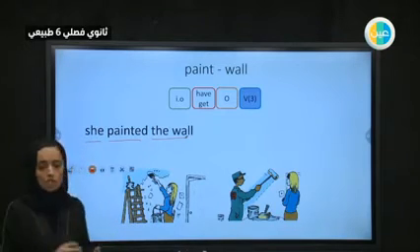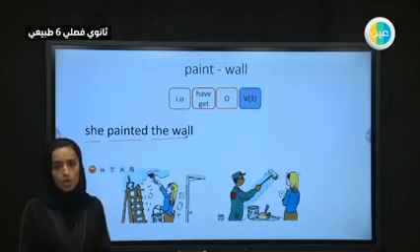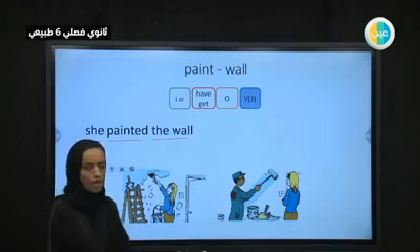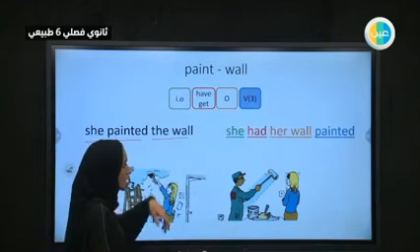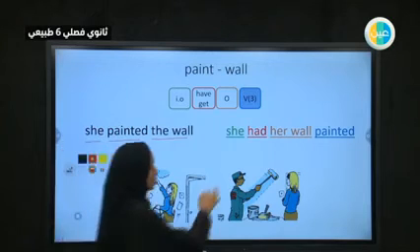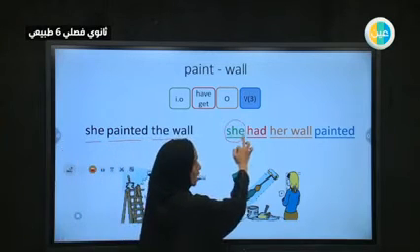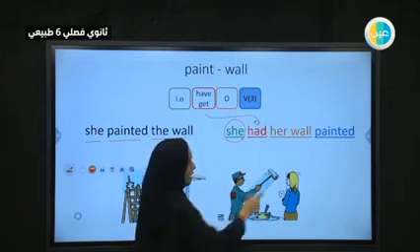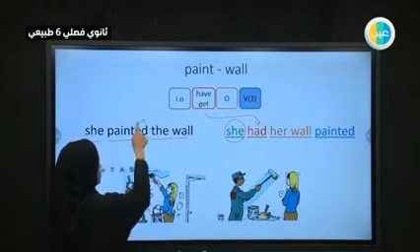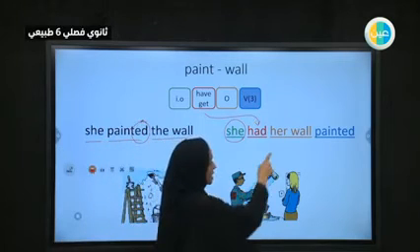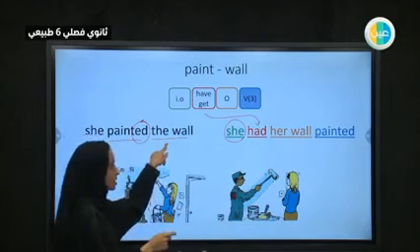What about if she doesn't know how to do that? So she is going to hire someone so they would do it for her. We would say she had her wall painted. So she's still the one who hired. Then "had", instead of "have". Why "had"? Because this one is a verb in the past. So it will be a verb in the past. Her wall, which is the same object.